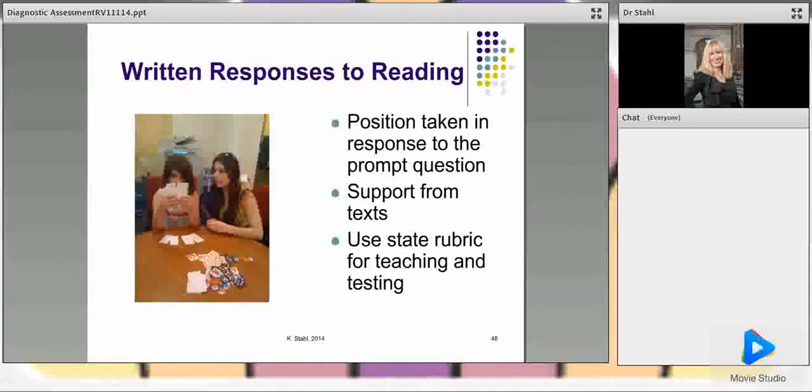Also, we want written responses to reading. Children, especially on the ELA, are going to have to respond in writing. We can't see into children's heads, and that's where comprehension happens. We need to have oral artifacts by their oral responses on informal reading inventories, and then we need to see written responses, and we need to use our state rubric for teaching and testing.